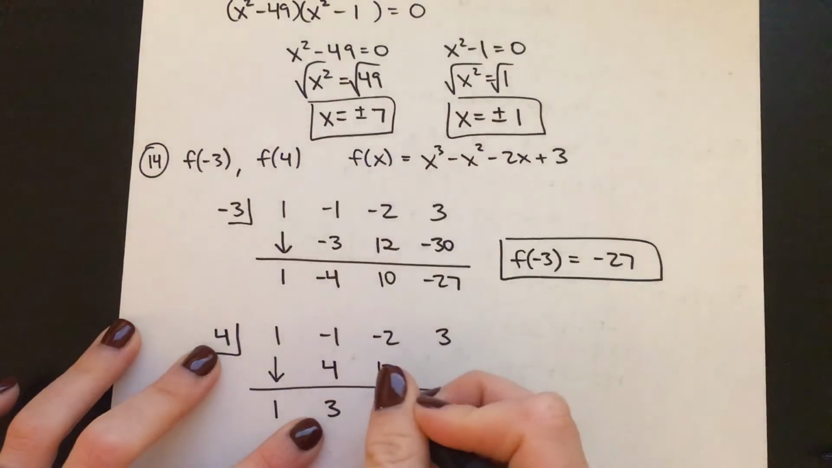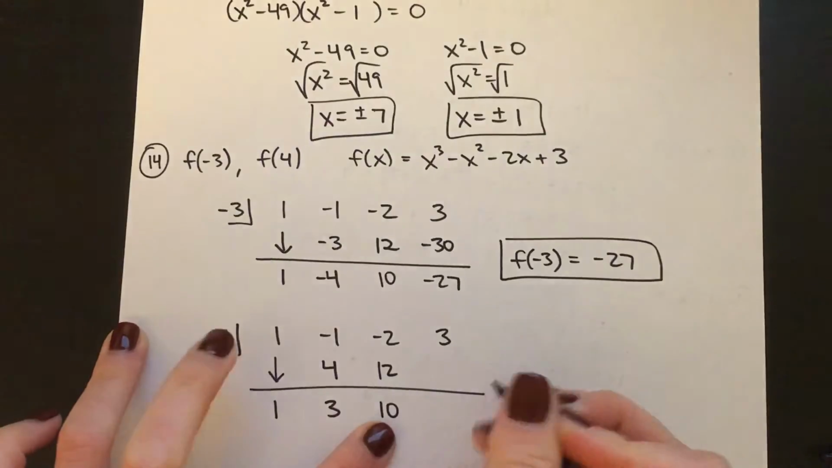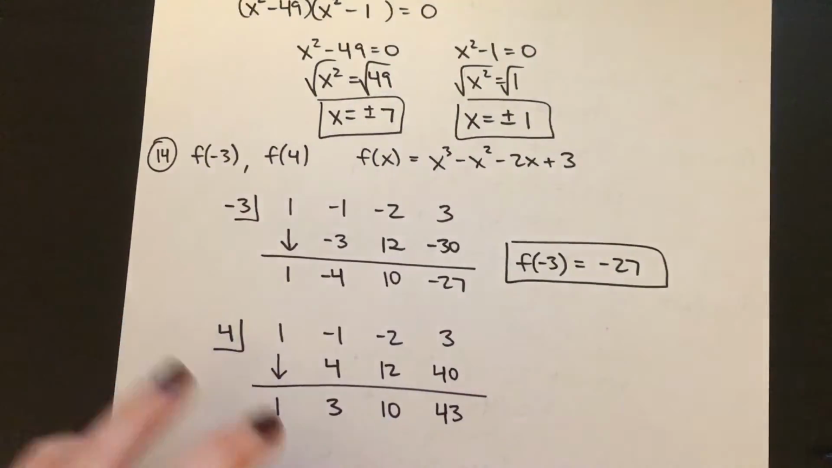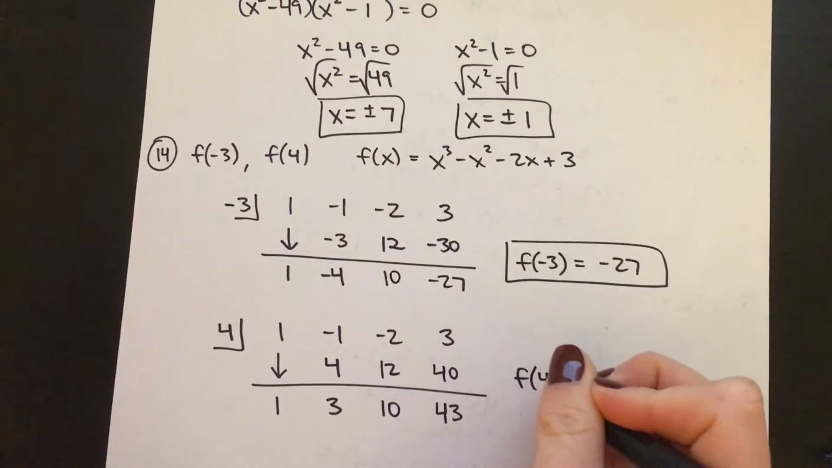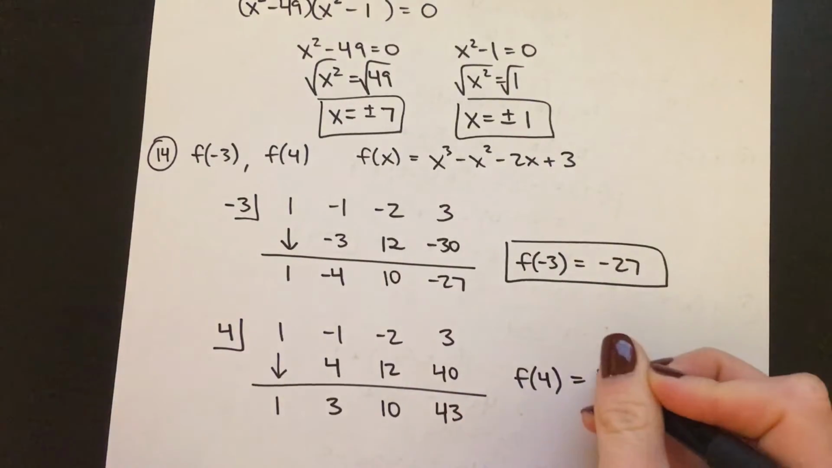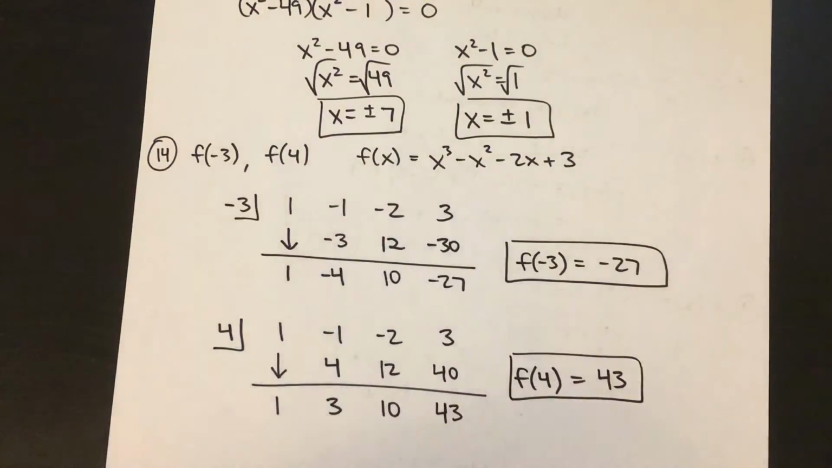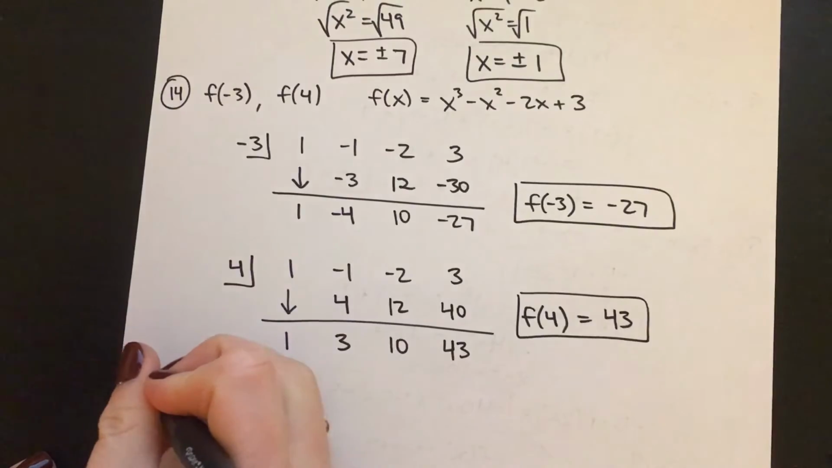Add this column, I get 10. And 10 times 4 is 40. Add this column, I get 43. So that means if I were to plug 4 into my equation, I get 43. So you see it's actually, depending on how many values you need, it could be kind of a shortcut. All right, so that was 14.